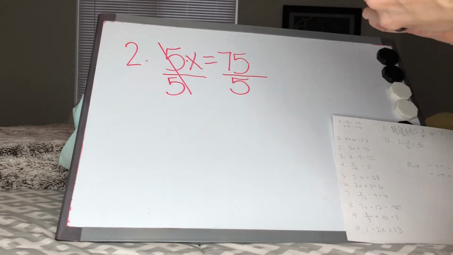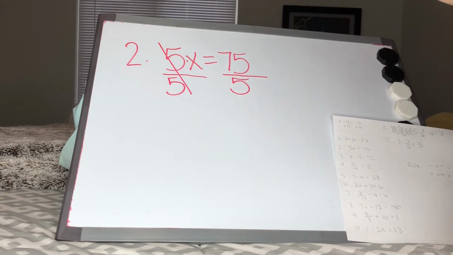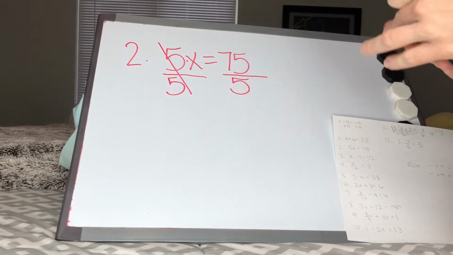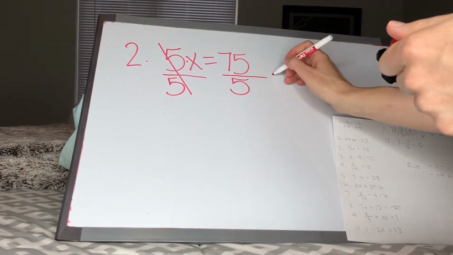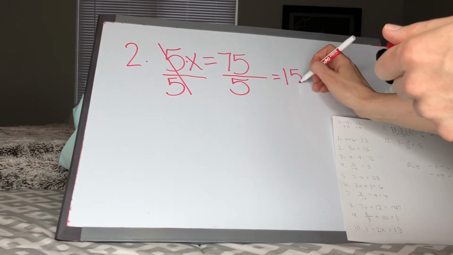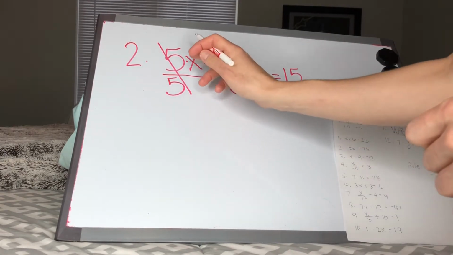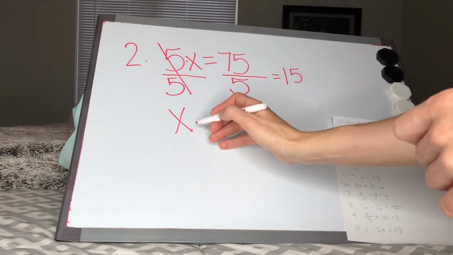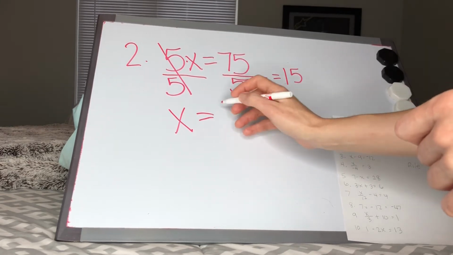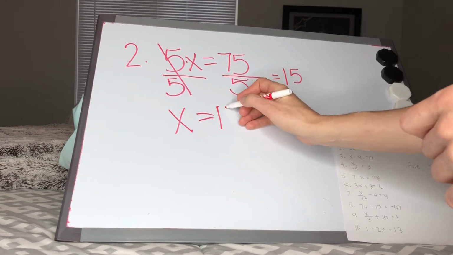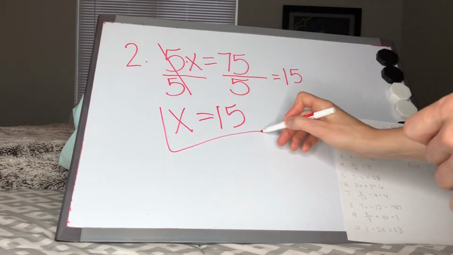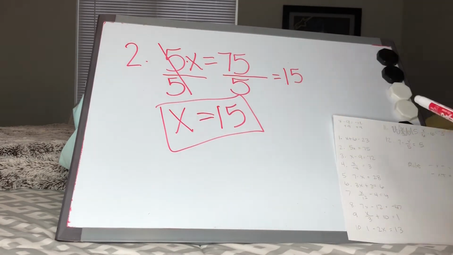So take your handy calculator. 75 divided by 5 equals 15. Now we're going to rewrite the problem. So this is gone. X equals, what does it equal? 15. X is by itself, so that is your answer.